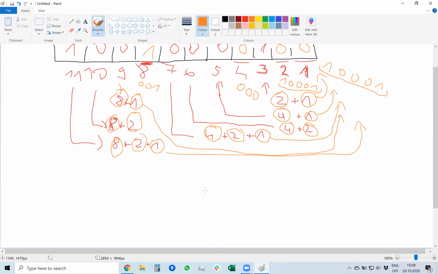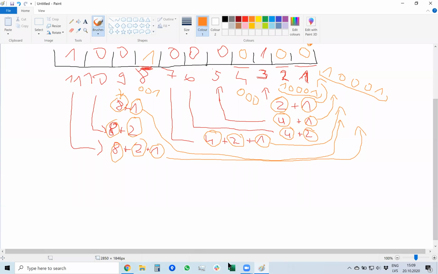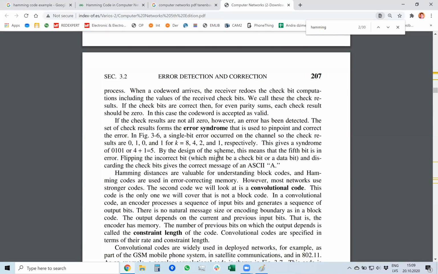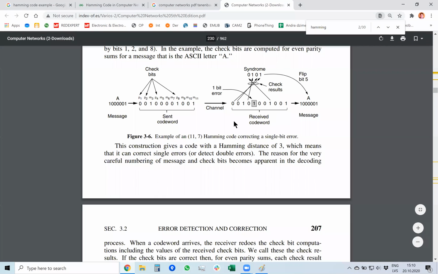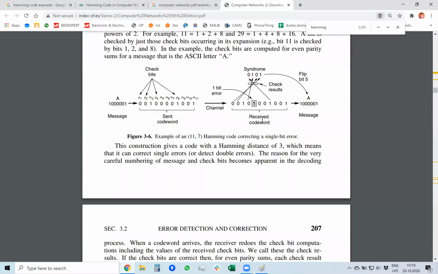So this is our original data. Let's follow the example. So what we do now, we write the check bits in the opposite order.